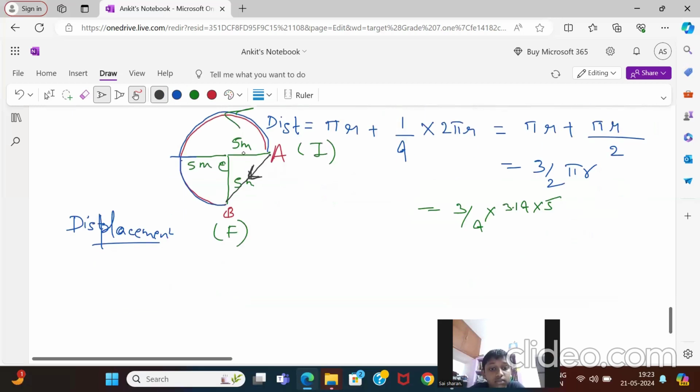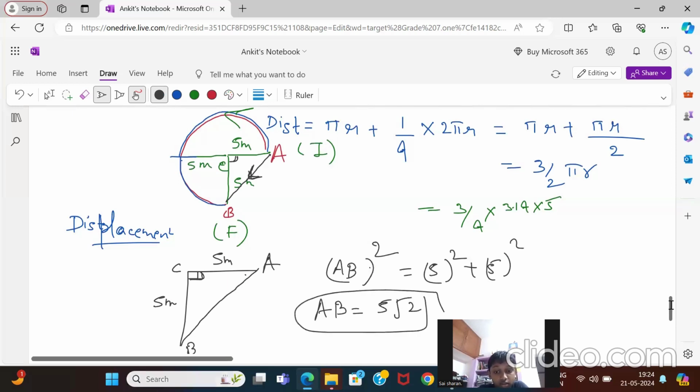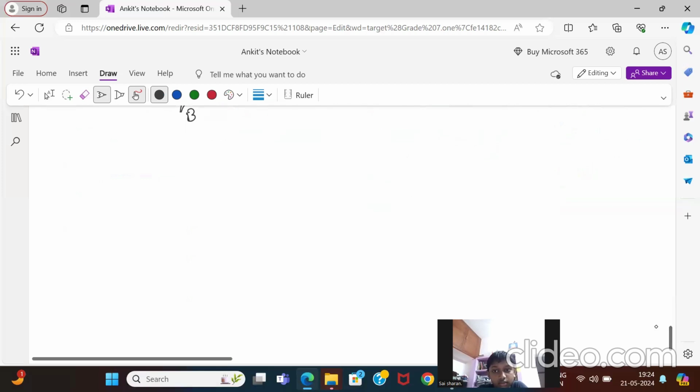So what is this? Simply A to B. If this is 5, this is 90-degree angle, this is 5, this is C. A, B. I want to know this AB. This is 5 meter, 5 meter, this center. Then AB square equals, by Pythagoras theorem because it is a 90 degree right angle triangle, base square plus perpendicular square. How much is AB? AB is 5 root 2. Understood? So today's lecture is finished.